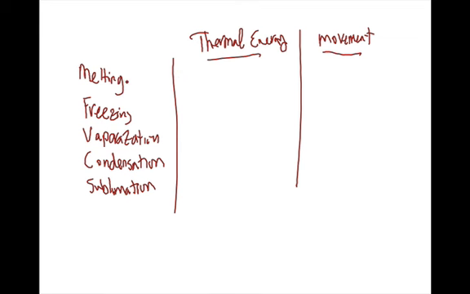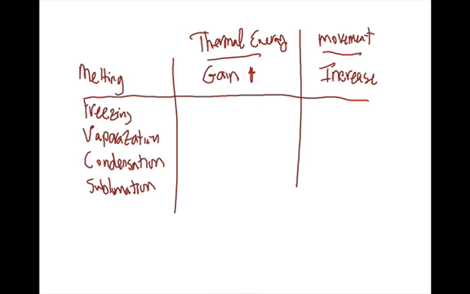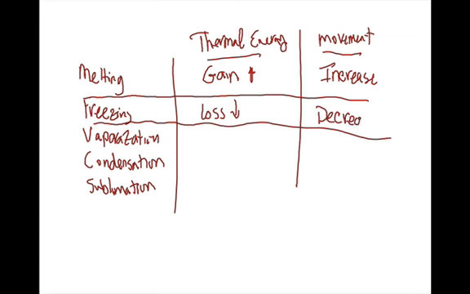So if melting is occurring, remember that this is going from a solid to a liquid, we are gaining thermal energy, so it's increasing. That should help you determine if it's endothermic or exothermic. And we also see that there is an increase in the particle movement. So if we have that, we're talking about melting. For freezing, we're going from a liquid to a solid, so we're going to lose energy. Again, between endothermic and exothermic, you can determine which one that is. And the movement is going to decrease in terms of the way that the particles move.